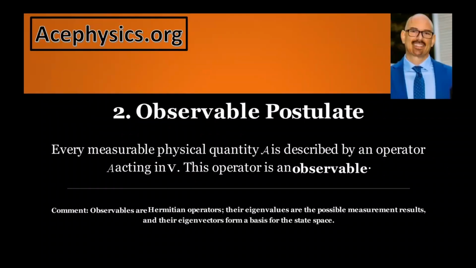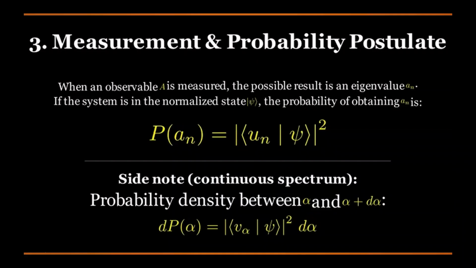Postulate 2, the observable postulate. Every measurable physical quantity, script A, is described by an operator A acting in V, where V is a vector space. The operator is an observable, and then there's a comment in the textbook. Observables are Hermitian operators. Their eigenvalues are the possible measurement results, and their eigenvectors form a basis for the state space. Postulate 3, the measurement and probability postulate.